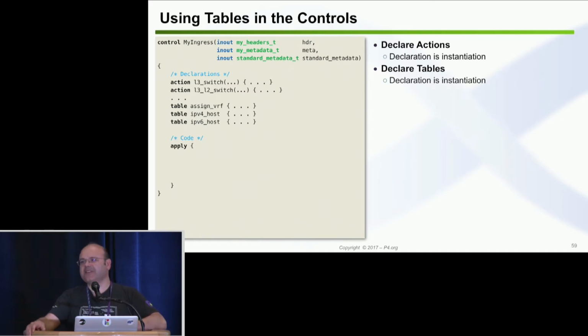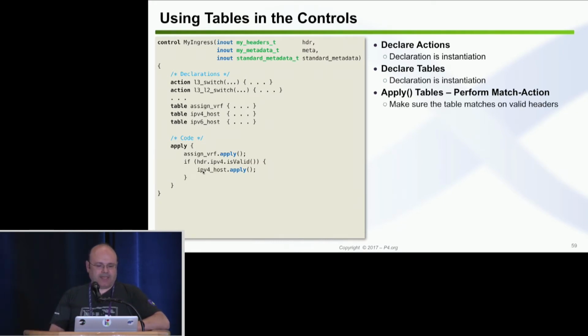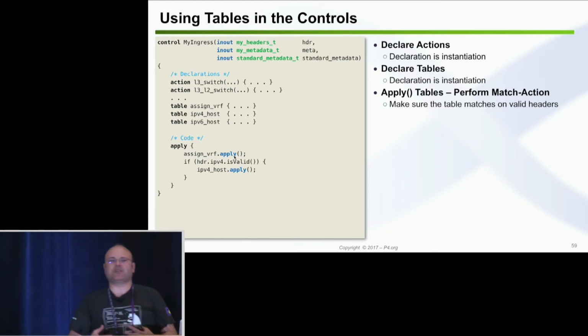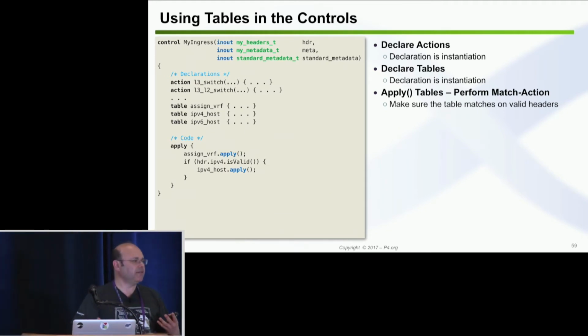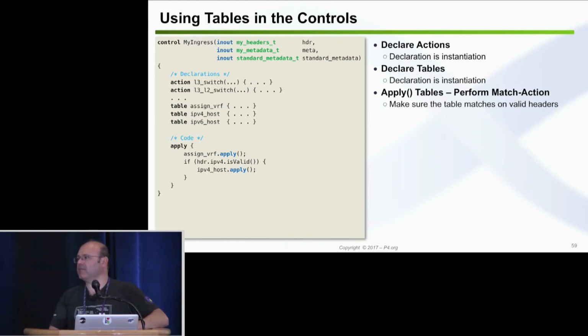Or you can say it's the declaration of the apply method of the control, if you want to be really object-oriented and formal. And in there, we'll apply one table that we declared before, maybe the table called assign VRF. And then we'll also check if the IPv4 header is valid, then we'll apply our v4 host table. In other words, to perform this match action operation on the table, we need to call the table's apply method. And that's how this is done. This is different from P4.14, where apply was a special statement. Now it's just a method on the table object.